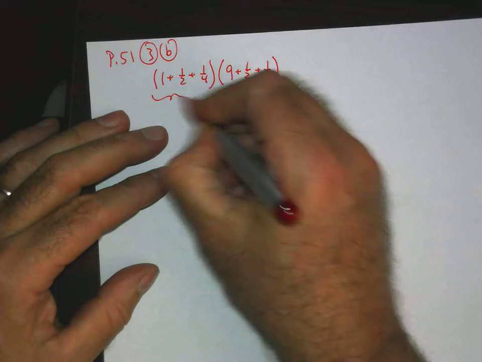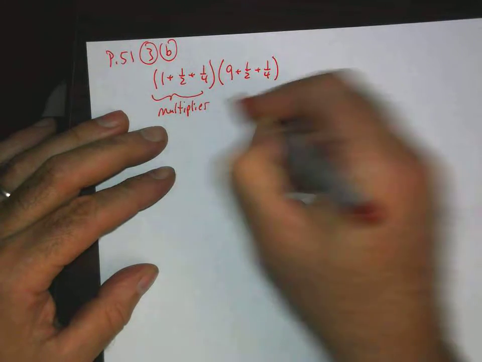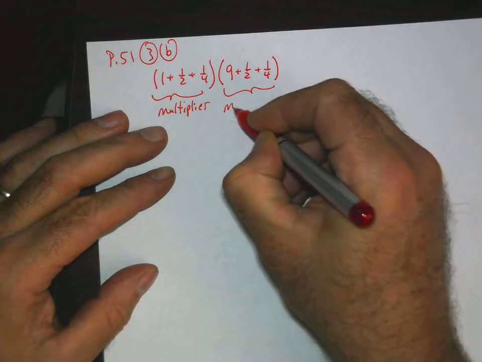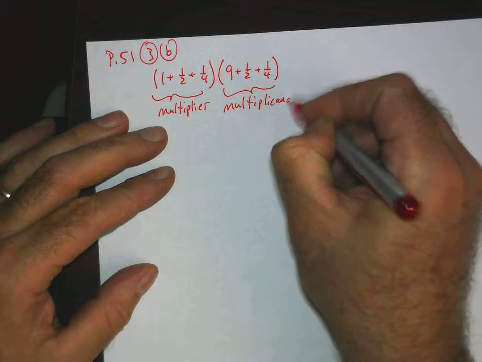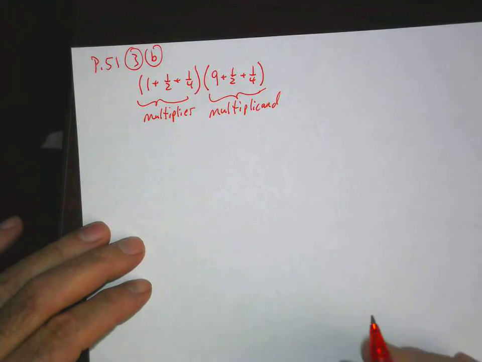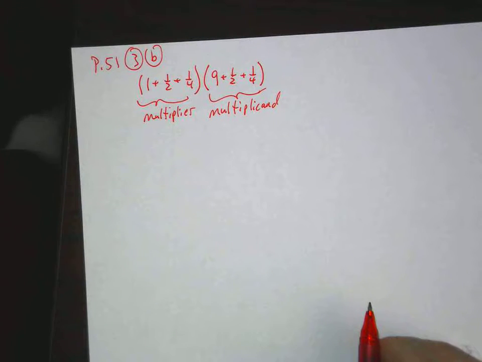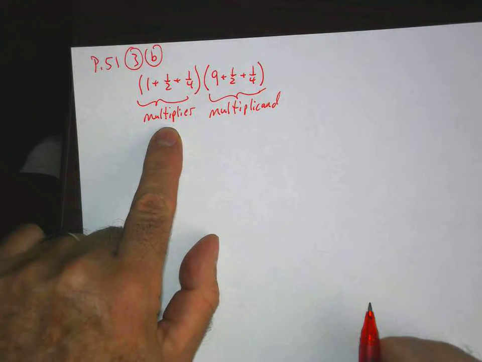And here is our multiplier. Here is our multiplicand. Okay. And first thing, list all the powers of 2 that are less than or equal to the multiplier.